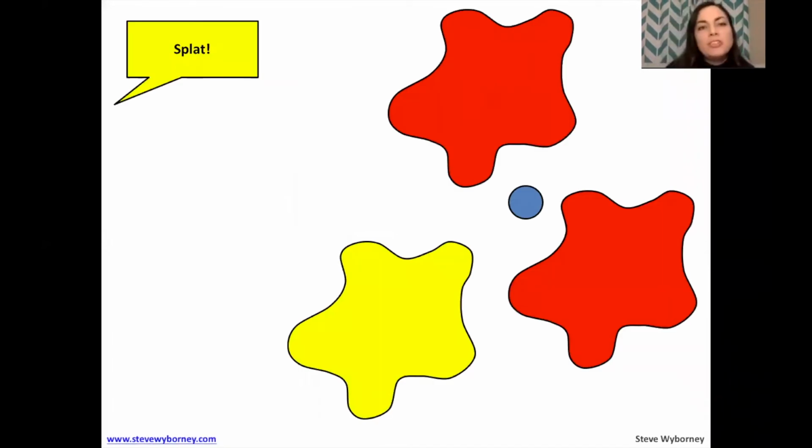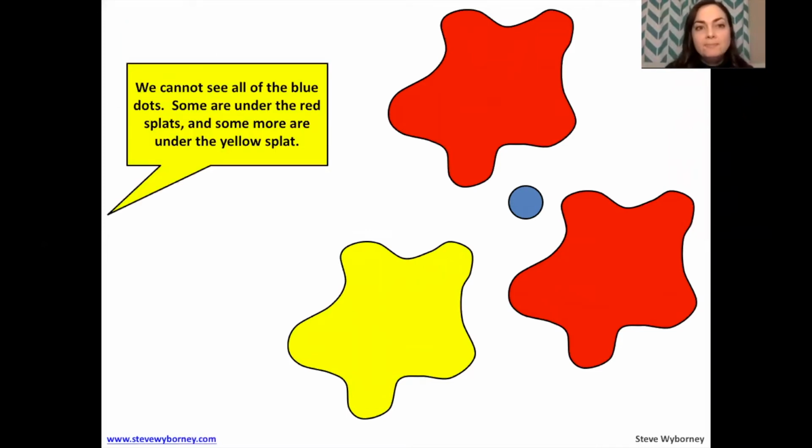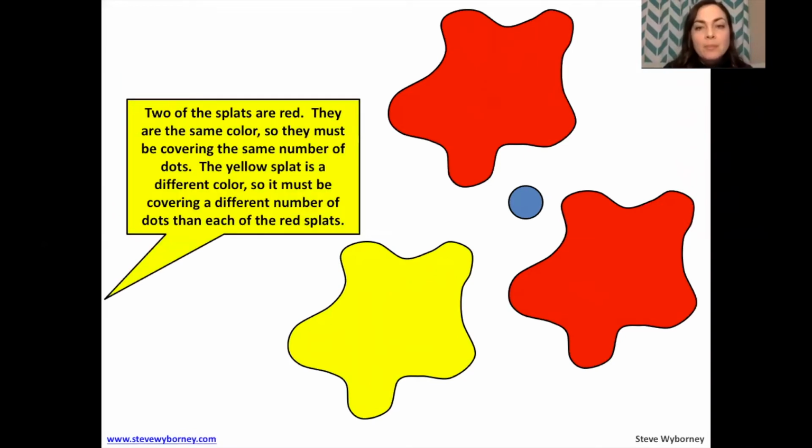So in this picture, we have the splats already covering some of the dots, and we don't know how many they're covering. But we do know that some of the splats are red and some are yellow, and that because there are 2 reds, what's under the red is the same. So what's under the top red splat is the same amount as what's under the bottom red splat, and that's different than what's under the yellow.